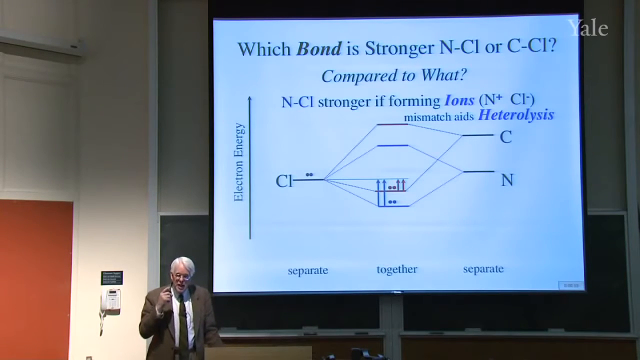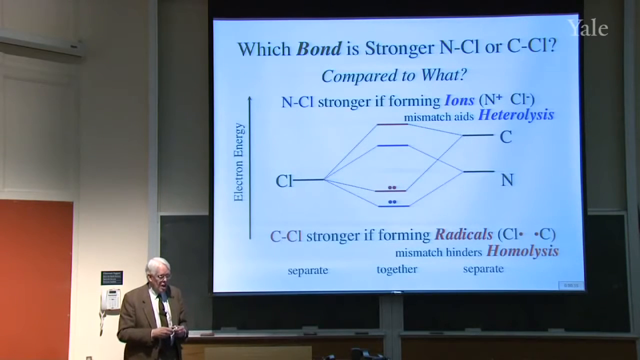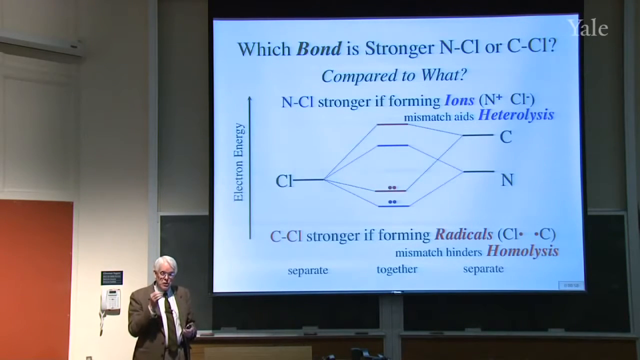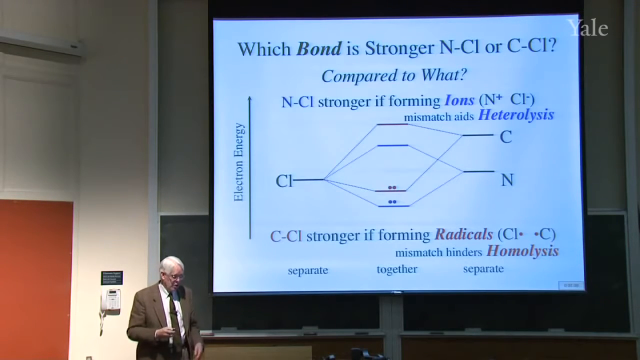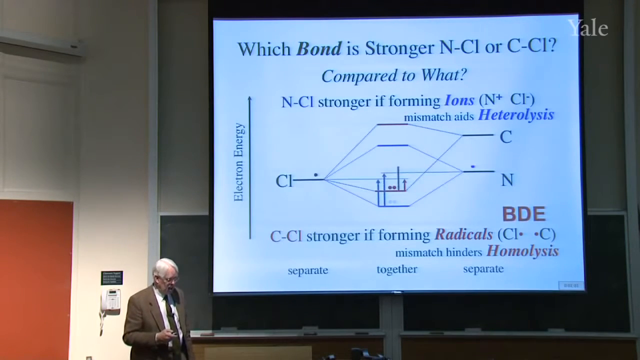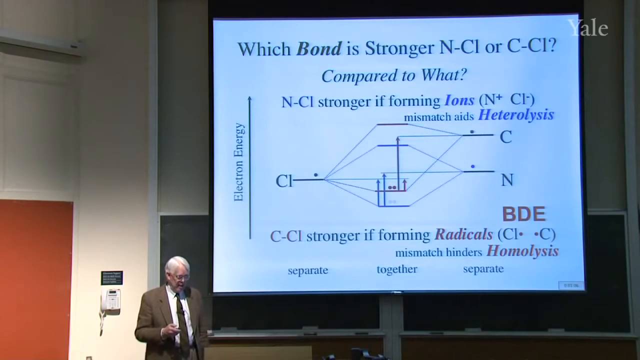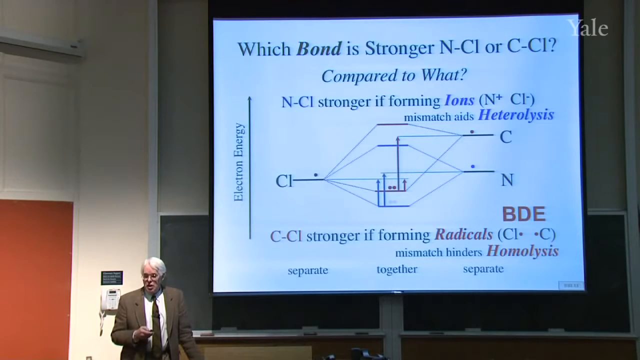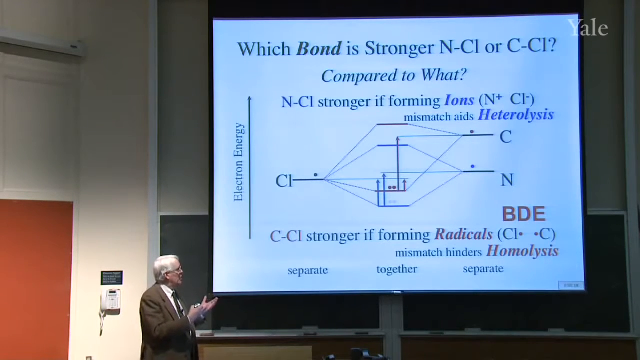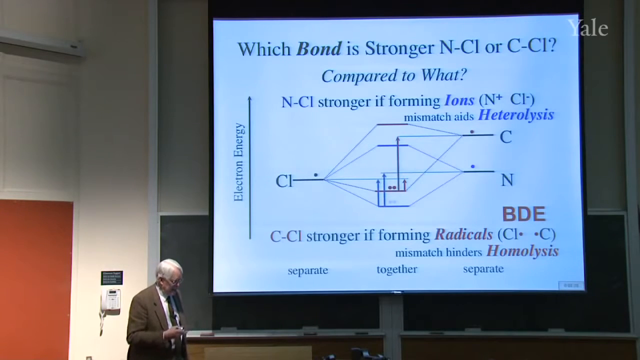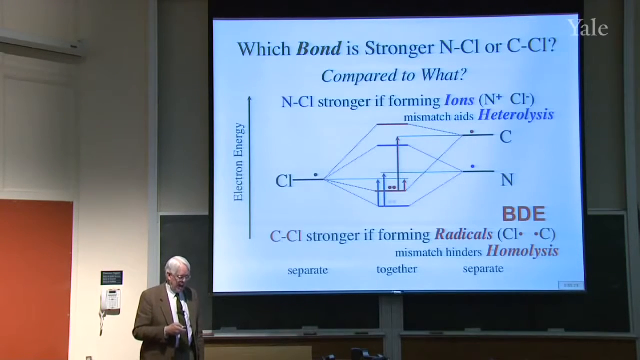But that's not what we're talking about in bond dissociation energy. In bond dissociation energy, we're talking about breaking to two free radicals, where one electron goes on one atom and one electron goes on the other from the pair. And now, as we talked about early last semester, in terms of bond dissociation energy, or homolysis, the carbon-chlorine bond is stronger, right? So this is putting slightly more quantitative ideas to bear on why you have that difference in bond strength.